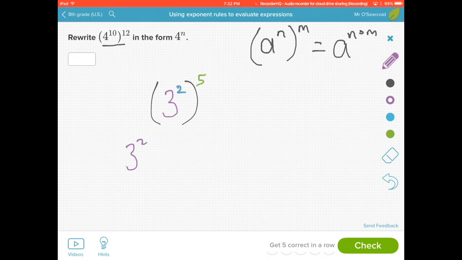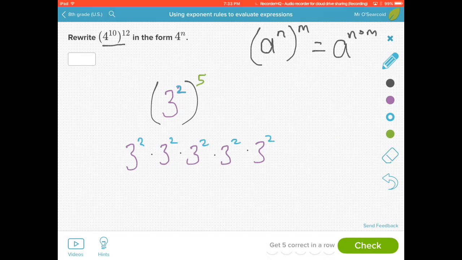3 to the power of 2 times 3 to the power of 2 times 3 to the power of 2 times 3 to the power of 2 times 3 to the power of 2.